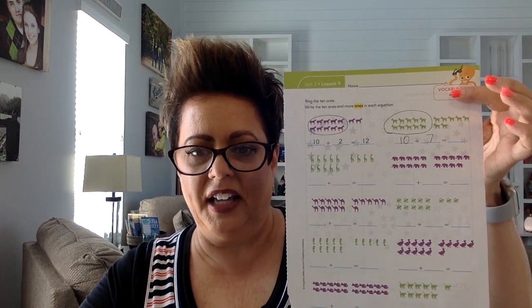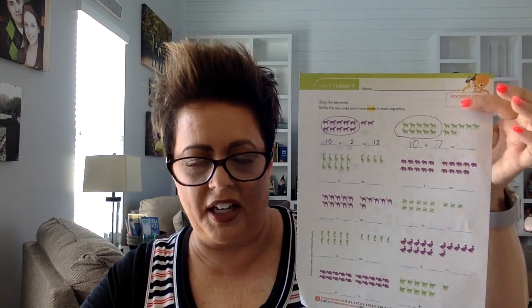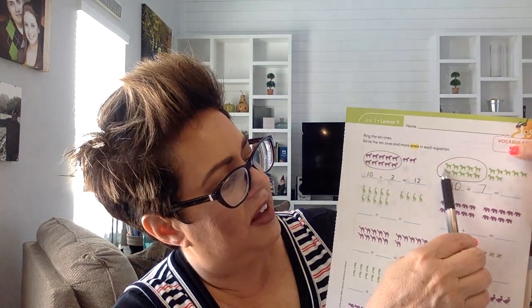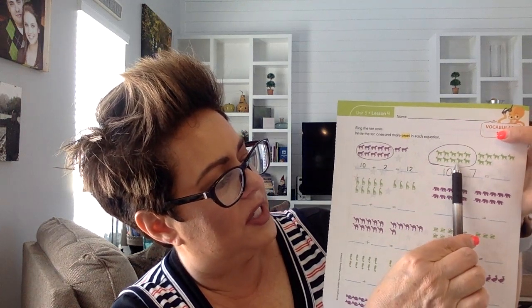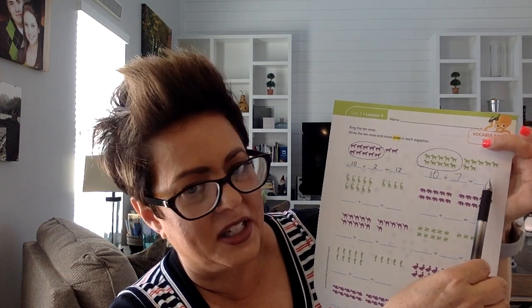So 10 plus 7 equals how many all together? Now, we don't need to count this again because we know there's 10. So we say 10, and then we count on. That means we keep going. 10, 11, 12, 13, 14, 15, 16, 17. 10 plus 7 equals 17.